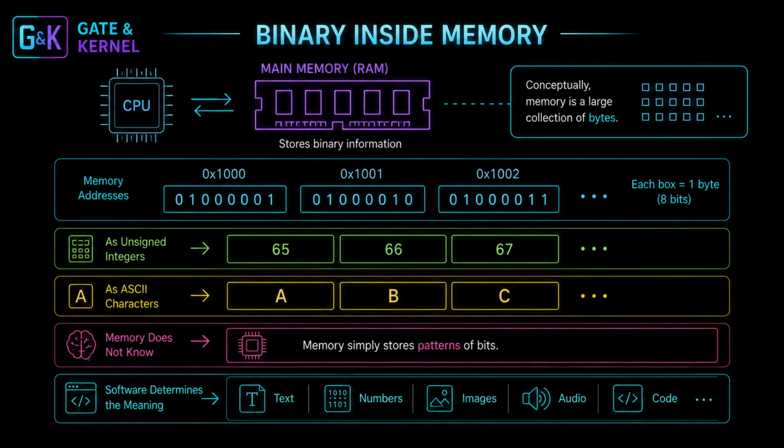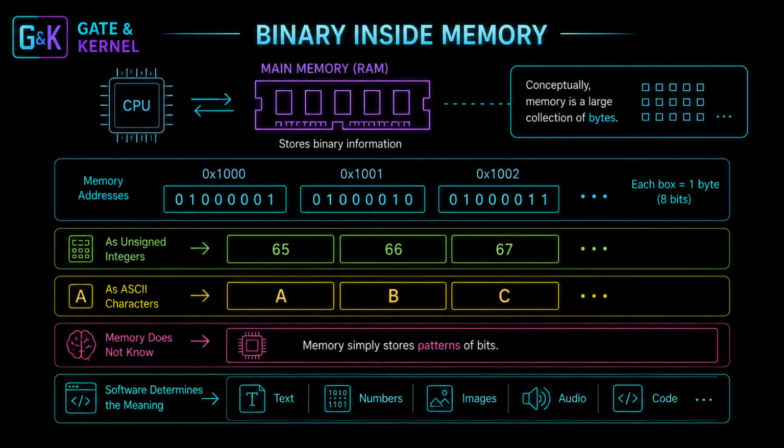Chapter 4. Binary inside memory. Main memory, or RAM, also stores binary information. Conceptually, we can think of memory as a very large collection of bytes. Each byte contains 8 bits. For example, 3 consecutive bytes might contain 01000001, 01000010, 01000011. If we interpret them as unsigned integers, they represent 65, 66, and 67.